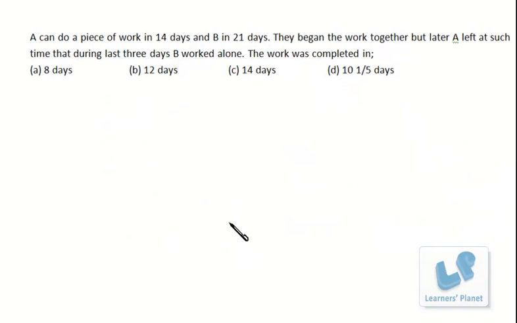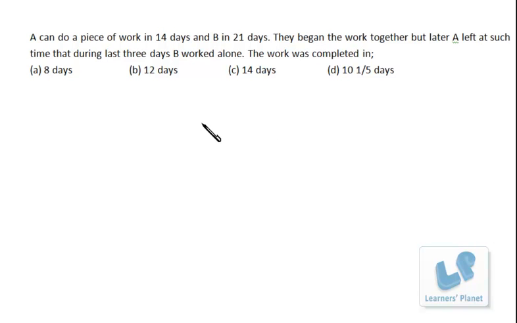Now let's try this problem. Quite similar to the problems we discussed earlier. A can do a piece of work in 14 days and B in 21 days. They began the work, but later A left at such time that during the last 3 days B worked alone.